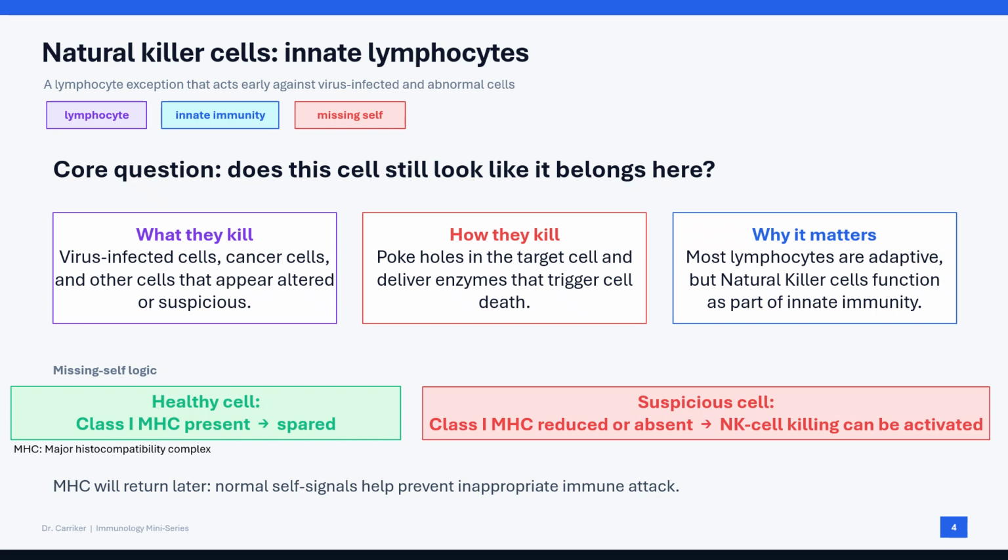The body has identified infection or something foreign, and it is now trying to rid the body of that particular cell.